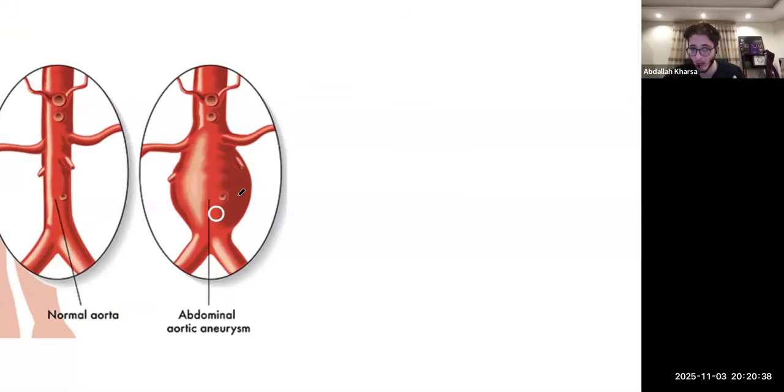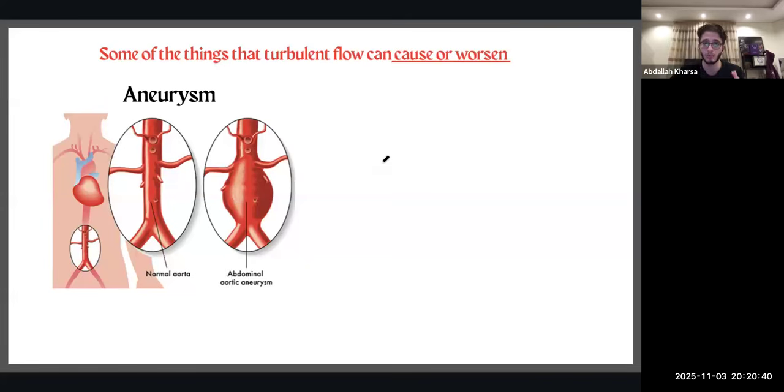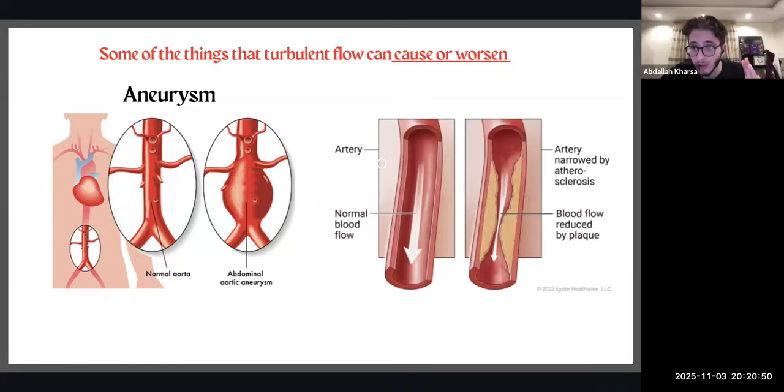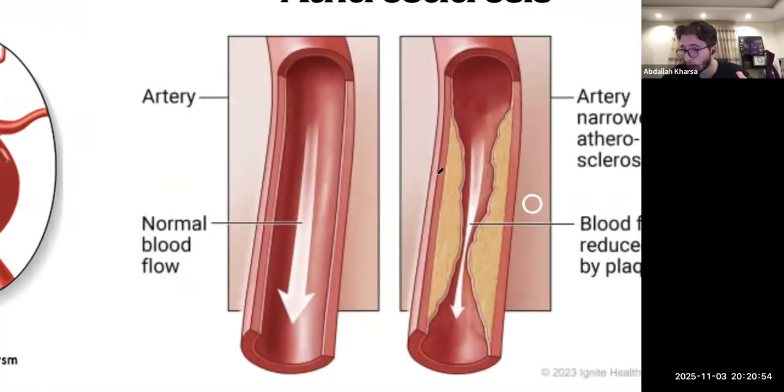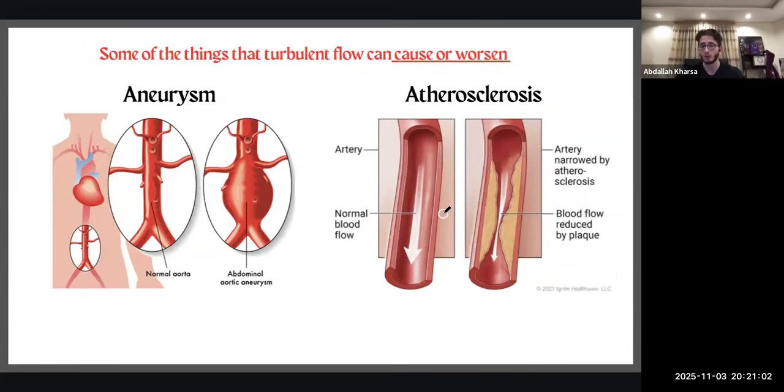But I just want you to understand that blood hitting the wall can cause bad things. One of them is aneurysm, because the vessel is expanding. Because you're hitting the wall, the vessel is expanding. Another thing is atherosclerosis, which we already talked about. Due to the blood hitting the wall, it can deposit more cholesterol and other materials. So this can cause plaques. I want you guys to remember these. Turbulent flow can cause an aneurysm. Turbulent flow can cause atherosclerosis.